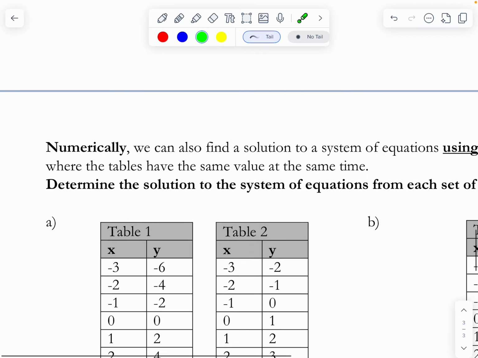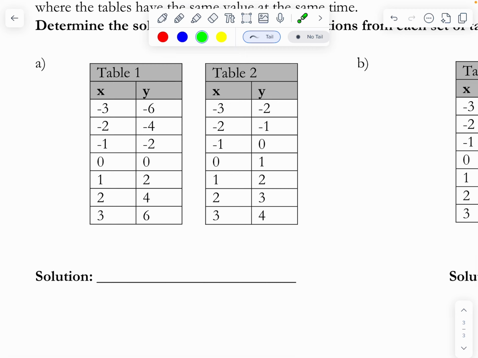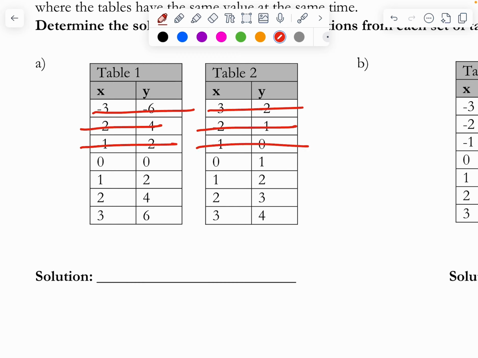So what we're trying to do is see where both of these have the same values, right? And in this case, notice we have -3, -6. So that's not going to be an answer because this is -3, -2. Those are not the same. -2, -4, not the same as -2, 1. -1, -2, not the same as -1, 0. 0, 0, that's my y-intercept. 0, 1, that's my y-intercept. I can tell because my x's are 0. But those are not the same.